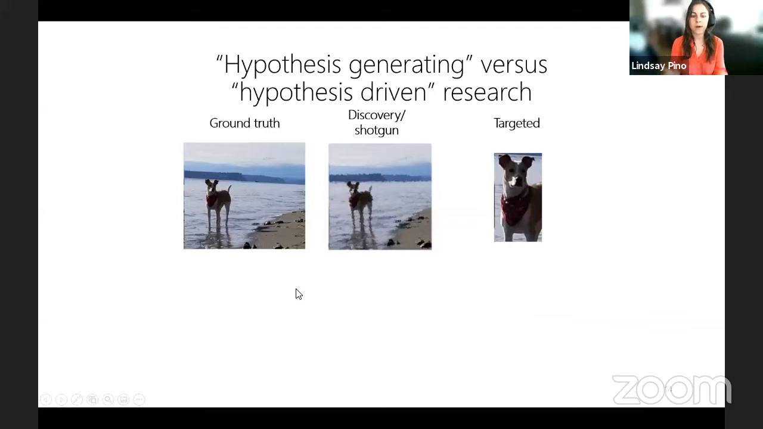So if we were to think about this as a mass spectrometry experiment, if the ground truth, the biology that we're trying to study, is on the left here, if we do a discovery or shotgun-based proteomics experiment, we'll lose some of the fine detail. So we might not really be able to tell the waves. We might lose a little bit of the mountain in the background. We might not see so much detail on the beach, but we can still pretty much tell this is a dog in a general outdoor environment. With targeted, however, we can zoom way in on the focus of the picture and see this is a dog wearing a bandana. Maybe she's in the ocean. It's kind of hard to tell.